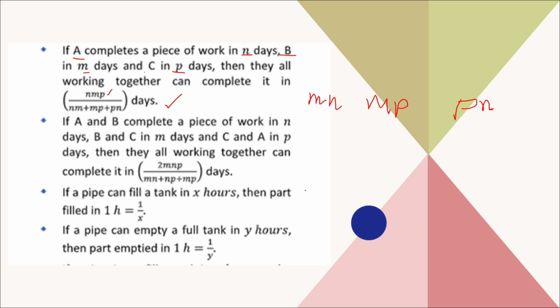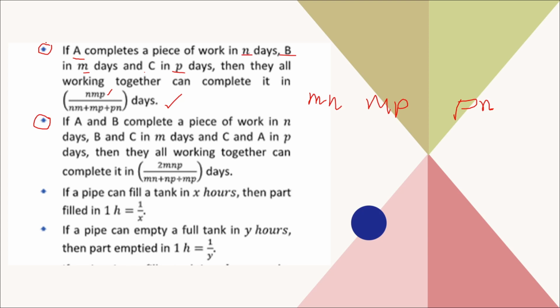Now, what are they saying here? All of them are working together and complete the work. I'm going to use this formula. Now the next formula they have done here is taking combinations. In the previous case, A is independently doing the work, B is independently doing the work, C is independently doing the work.